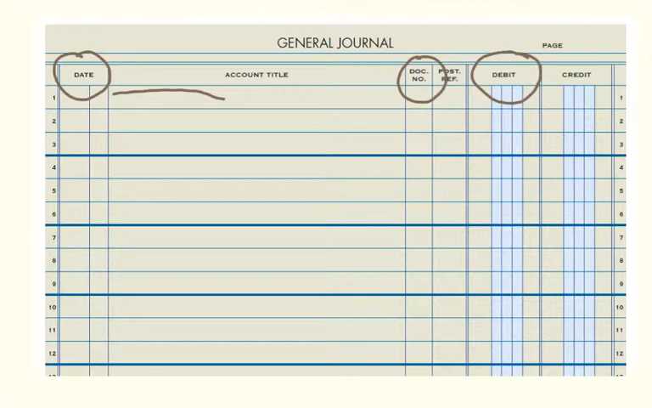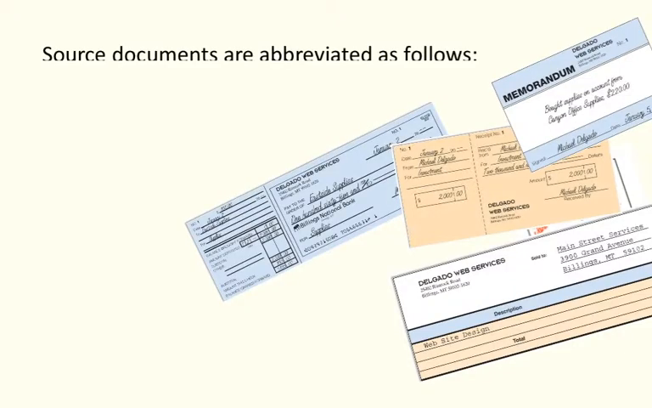Your date, your first account title, the document number because it always goes on the debit line, then your debit, then you remember to indent a couple of spaces, then you write your account title for the account that's going to be credited, and then write your credited amount. We've got this. Okay, let's move on.